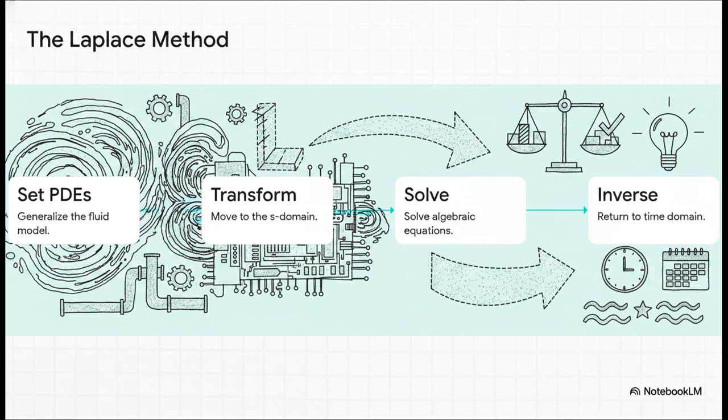Step 1, we set up our dimensionless PDEs to generalize the model. Step 2, we apply the Laplace transform to move from the complex time domain over to the complex frequency domain, the S domain. Step 3, we solve those newly simplified algebraic equations. And finally, Step 4, we apply the inverse Laplace transform, relying heavily on the convolution theorem to pull our exact solutions right back into the time domain. This elegant transform is literally what prevents the rigorous math from becoming completely overwhelming.